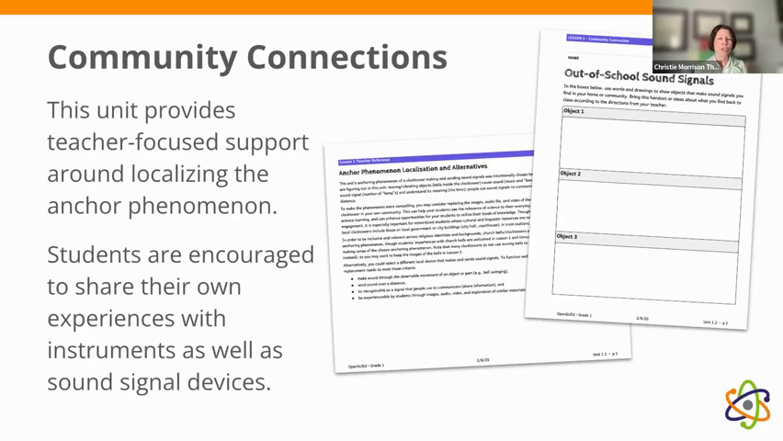Additionally, students are encouraged across lessons to make connections to their own outside of school experiences with sound making devices, such as instruments, as well as sound signal devices. These connections are explicitly built on in Lessons 5 and 6 as students transition from figuring out science ideas, such as how vibrations cause sound, to using those same ideas in Lesson Set 2 to solve their classroom's engineering problem.